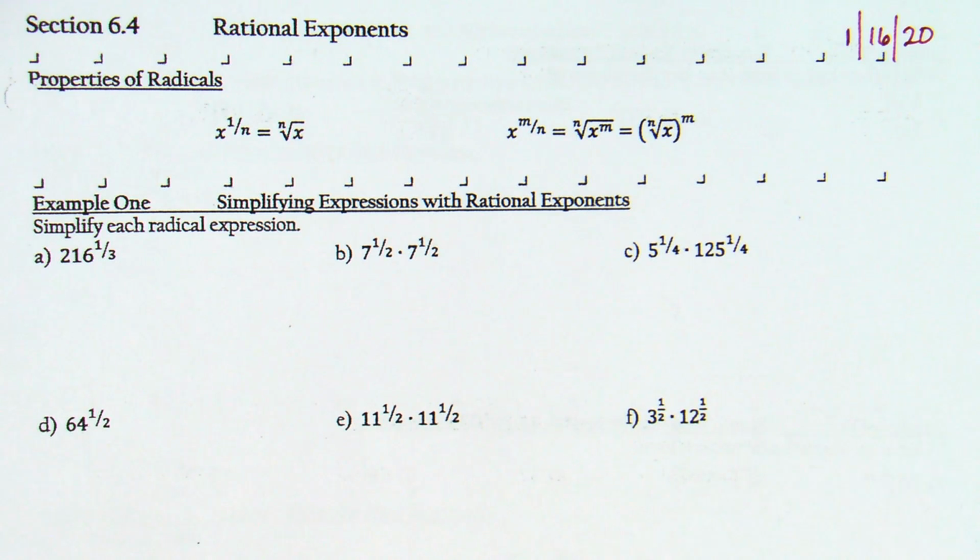One last look at dealing with all of our simplifying, multiplying, dividing, adding, subtracting radicals. Lesson 6.4, even though it doesn't say radicals, we're still dealing with radicals. Lesson 6.4 is rational exponents. We're going to be spending our time looking at how radicals connect with exponents, and it's a big thing to be able to go back and forth between the two.